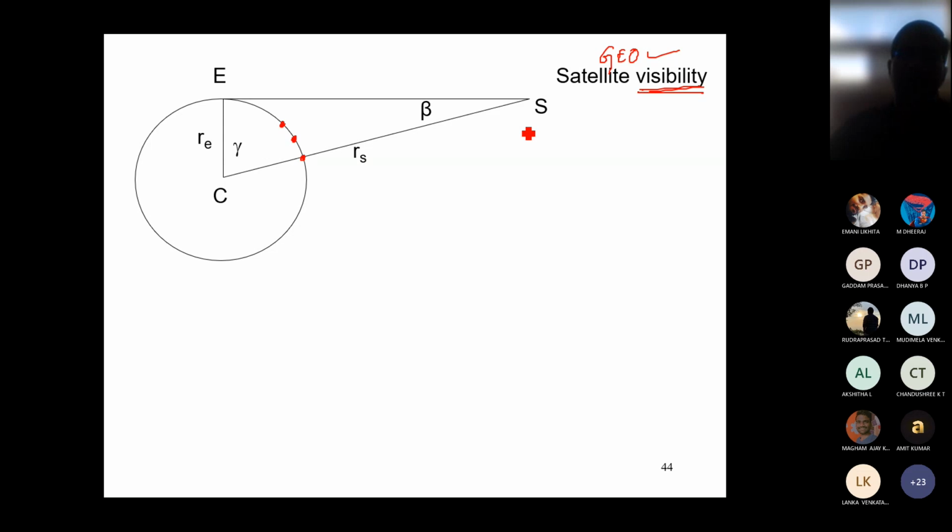Okay, so to do that, I have considered a point. That point is S. That represents the location at which the satellite is. Getting my point? So at that point, the satellite is present. Now, if you note here, this is the point which represents the earth station, or the point on which the earth station is present, and this one is the point that is called the center of the Earth.